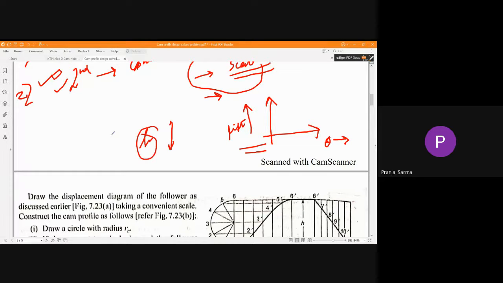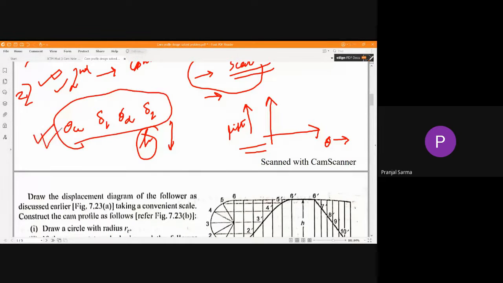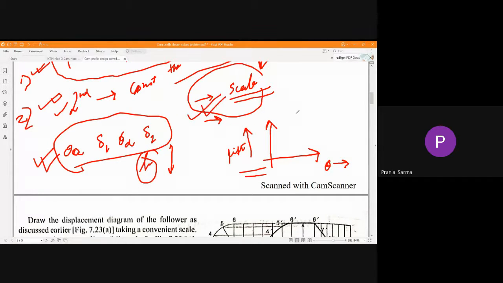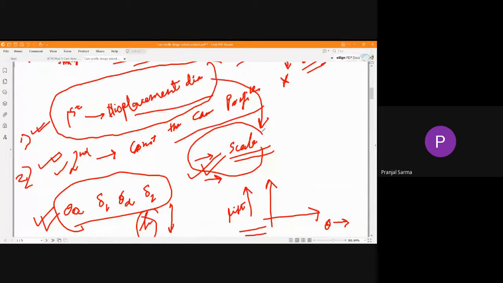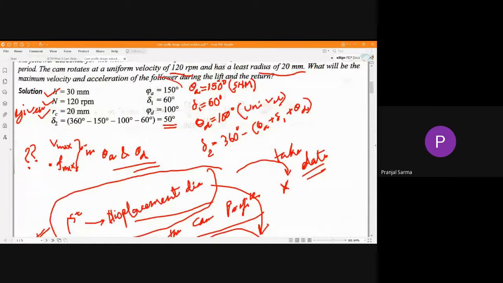And we have theta a, then delta 1, theta d, and delta 2. So these values we already have. Now, considering these values as per proper scale, we are going to draw the displacement diagram. Depending on what kind of values there are, you have to judiciously select your scale, because values like 150-degree, 60-degree, 100-degree, 50-degree are given. You can consider 30-degree along the x-axis to be 1 centimeter. That way you have to convert.